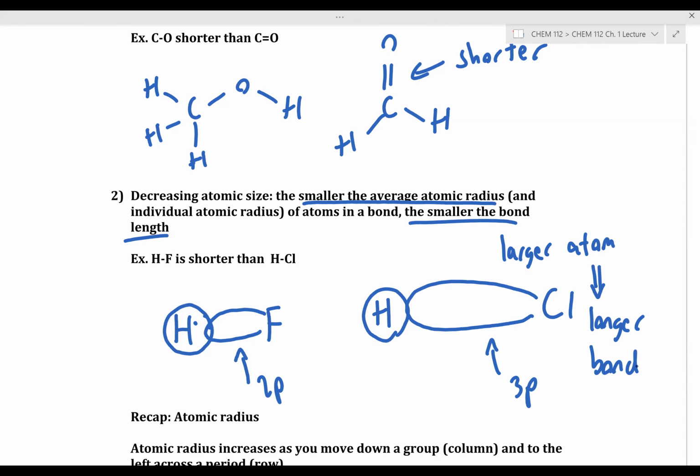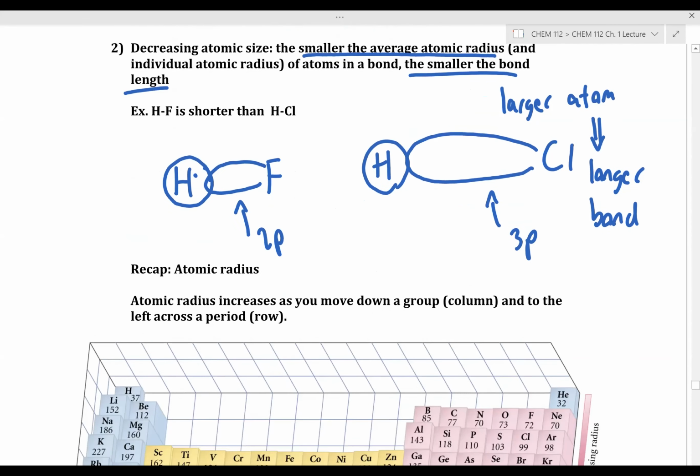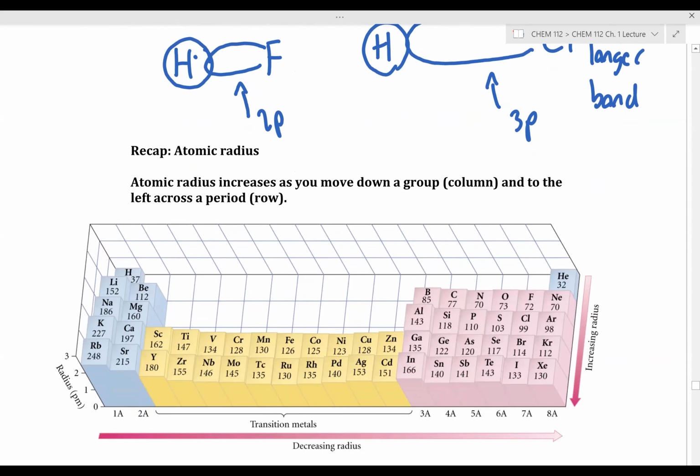Okay, just as a side note, just to recap atomic radius trends, atomic radius increases as you move down a group and as you move to the left across a row. So I like to think of radius increasing as an arrow going down and to the left.